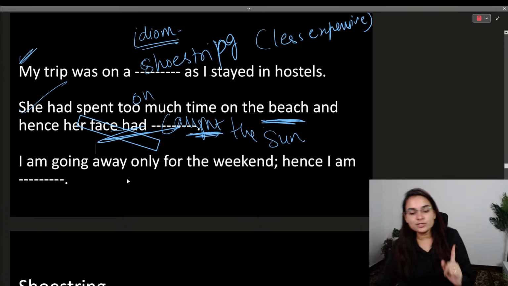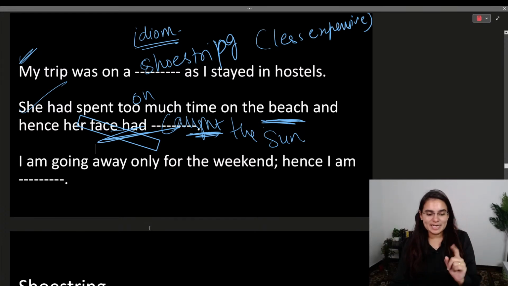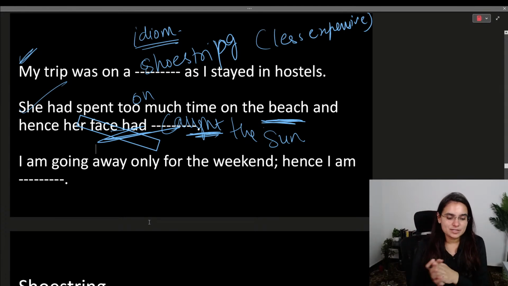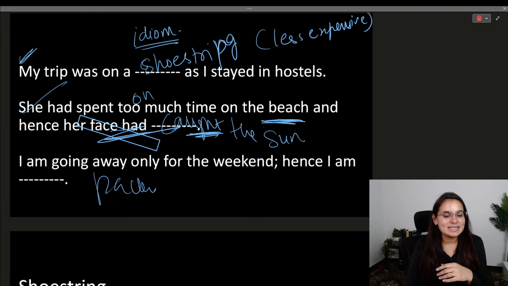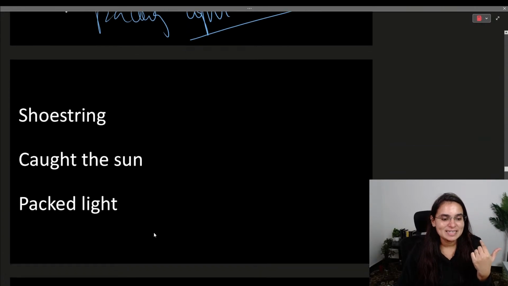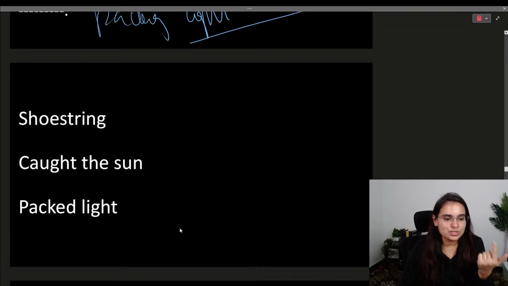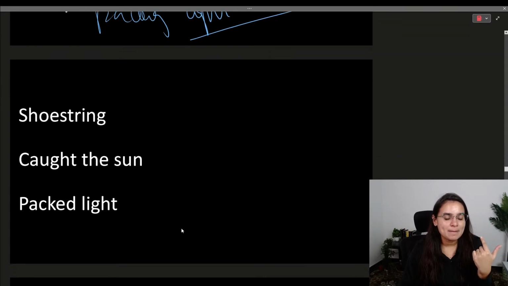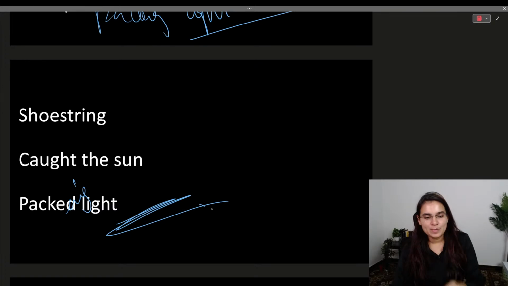When you don't want to carry a lot of clothes, what is the idiom for that? When you want to pack with less items. I am packing light. I'm going only away for the weekend. I have to pack light. The answer is on your screen. Shoestring, caught the sun, pack light. Okay, this one will be packing light. I am packing light. Okay, wonderful.